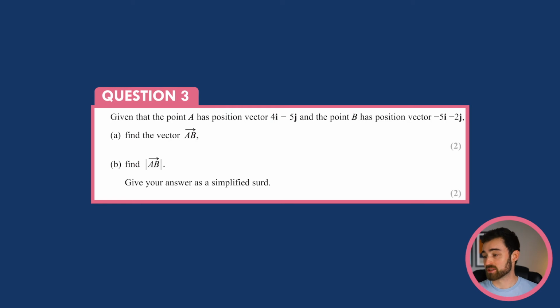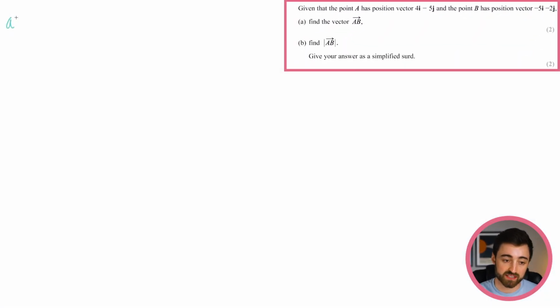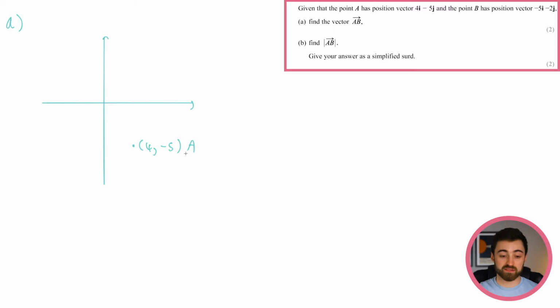Question 3. Given that A has position vector 4i minus 5j, B has position vector minus 5i minus 2j, find the vector AB. Pretty basic vectors, this. So you can think of the i's and j's as like x and y coordinates, right? If I had a little 2D plane, 4i minus 5j would be 4 along here, and then minus 5 along here. So maybe here. And that would be A, right? And then B would be minus 5i and then minus 2j, maybe here. Then the question is, how do I get from one to the other?